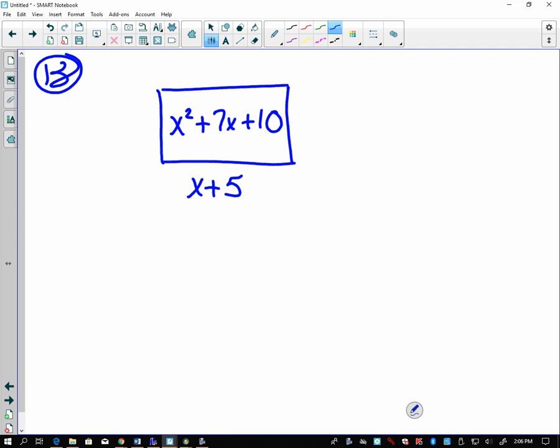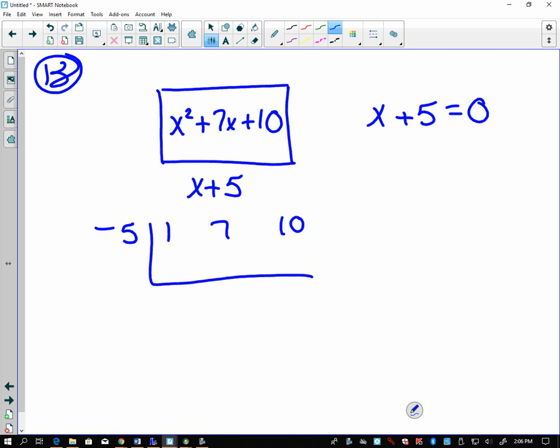So there's a couple of things that you could do, right? We could use synthetic division here, where we're saying 1, 7, and 10. We know that x plus 5 is a factor, right? So what would I divide by? I divide by negative 5. In case you're wondering, that's x plus 5 equals 0, so x equals negative 5, right? Does that make sense? So we're plugging that in here.